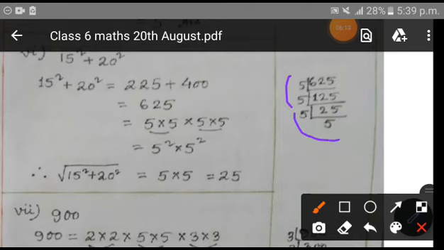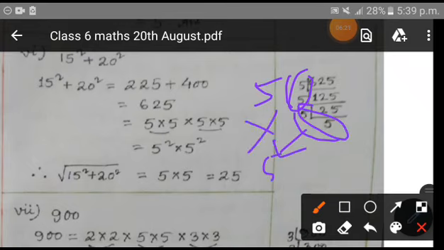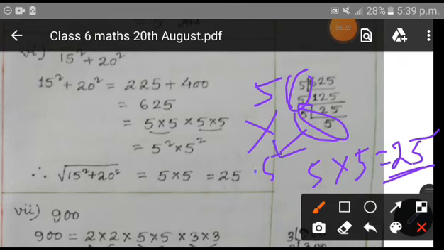If you just try to pair it in this way, from these two 5s I will be able to take out 1 5, and from these two 5s I will take out 1 5. Now if you multiply this 5 into 5, you will get 25. So 25 is the square root value of this given number.